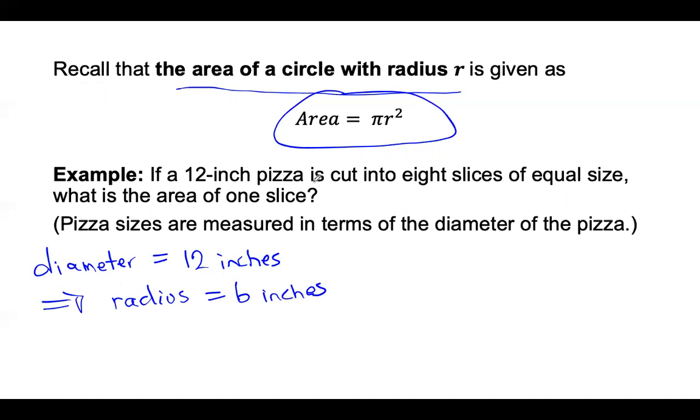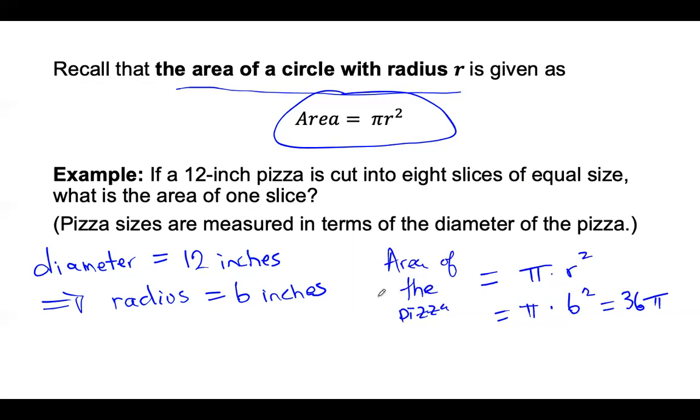Okay. So we have this 12-inch pizza and it's cut into 8 slices of equal size. What is the area of one slice? Well, we can do the area of the pizza. It's just therefore going to be pi times r squared. By definition, pi, r is 6, so 6 squared. So this is going to be 36 pi.